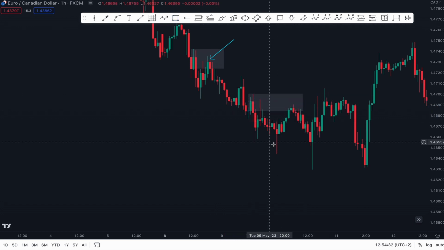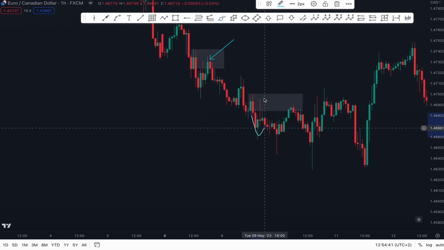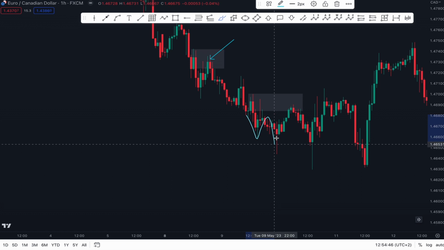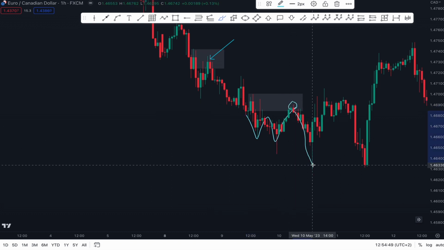Another one is this one. We have a small pause. Let me change this color guys. Yeah, we have this move over here. We have something like this, and then you enter here and catch this move. But if you're not on break even yet, you'll be stopped out.